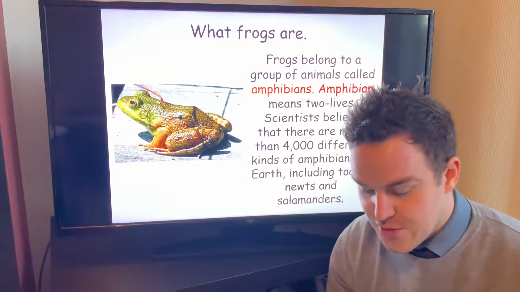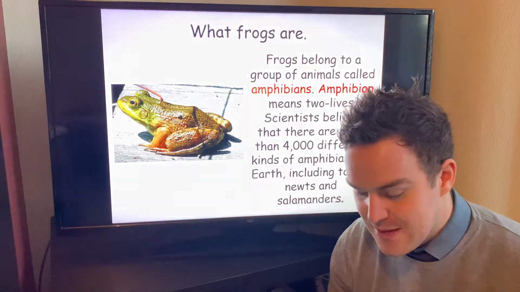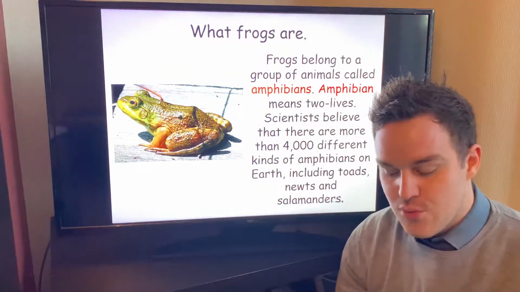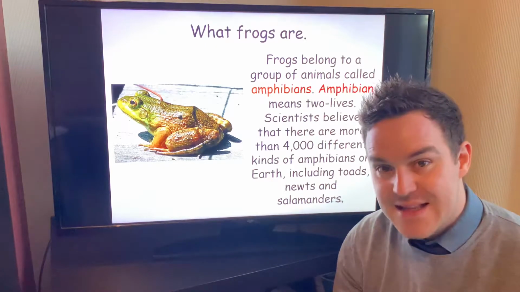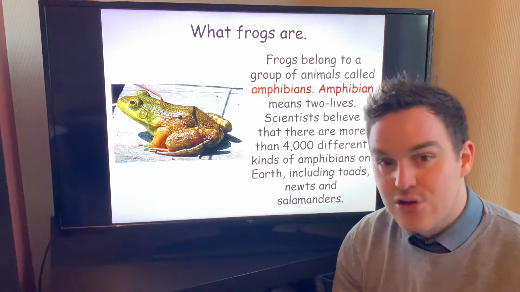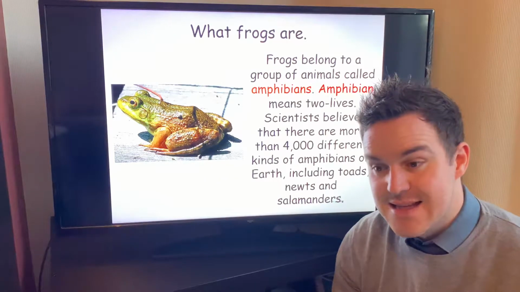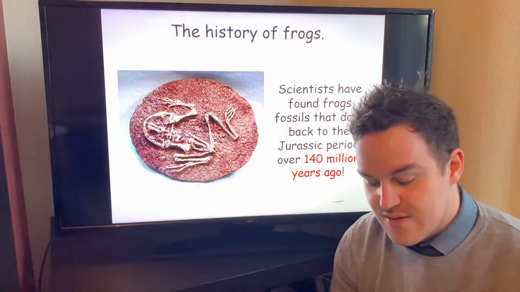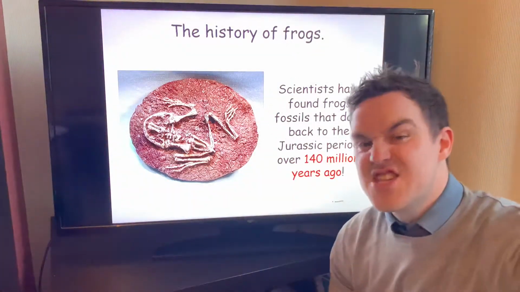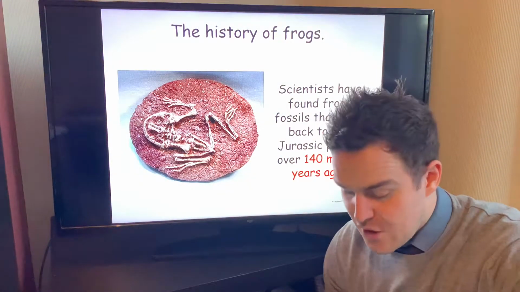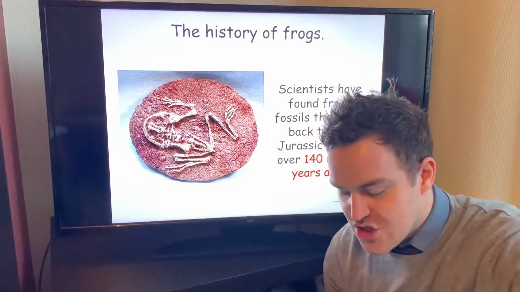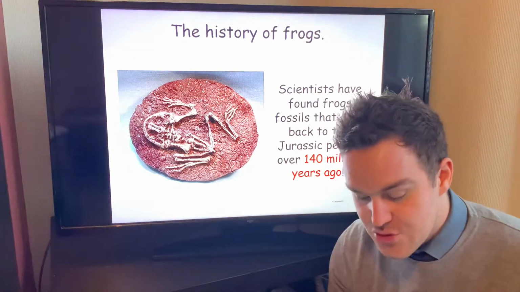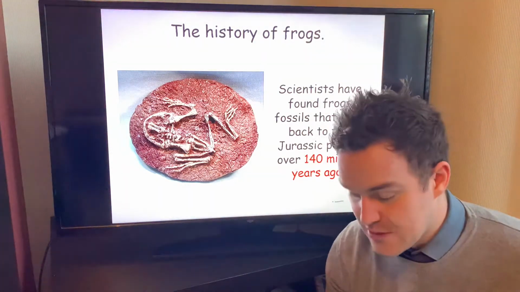So, frogs belong to the group of animals called amphibians. Amphibian means two lives. Scientists believe there are more than 4,000 different kinds of amphibians on Earth, including toads, newts, and salamanders. Scientists have found, this is another subheading, the history of frogs. Scientists have found fossils that date back to the Jurassic period, so when there were dinosaurs, over 140 million years ago. So frogs have been around for a very long time.